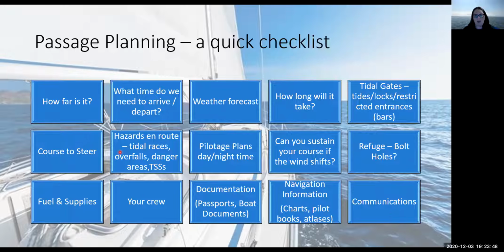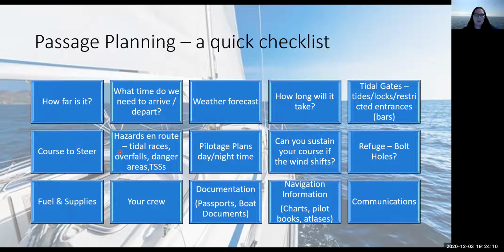If I am sailing somewhere where there is quite a lot of shipping, am I allowed in that shipping lane? Is there a TSS, a traffic separation scheme? All these kinds of things start to say, how might that affect my route? So following the route from start to finish, what are the things that are going to upset my route that might mean I have to reroute? And where are the areas that I absolutely cannot go?